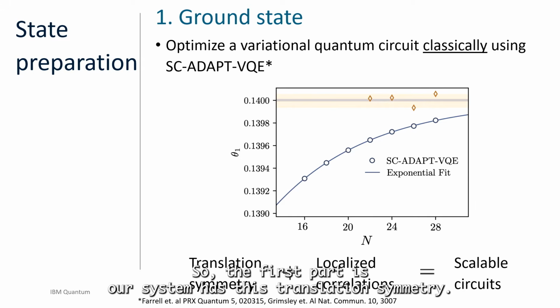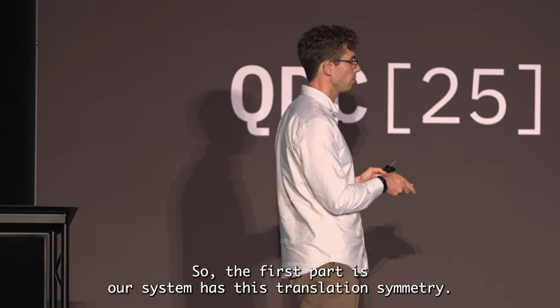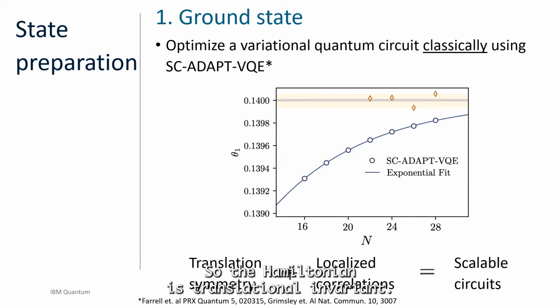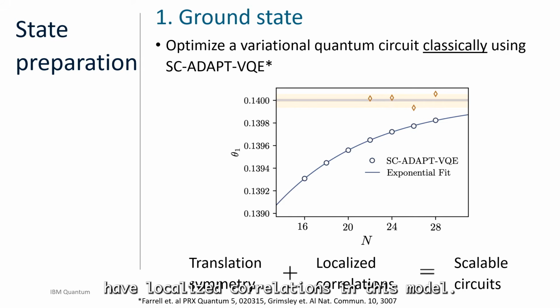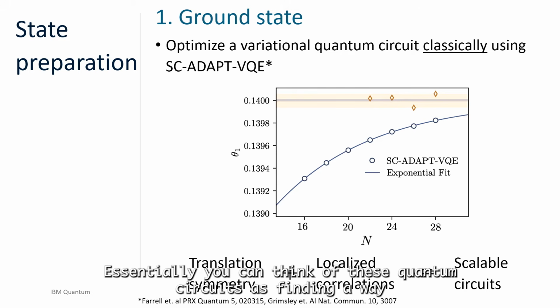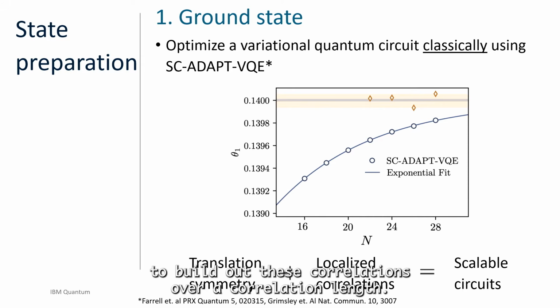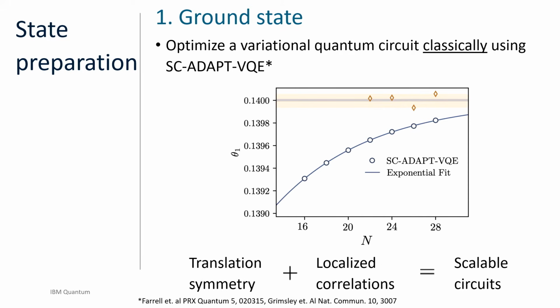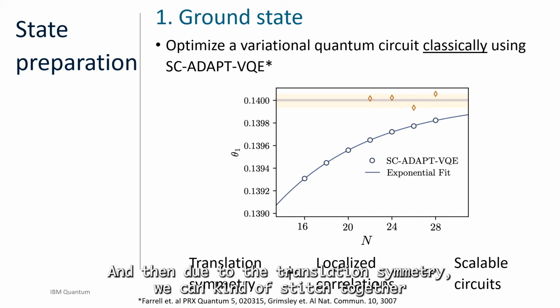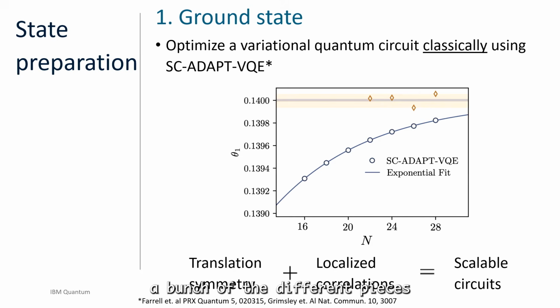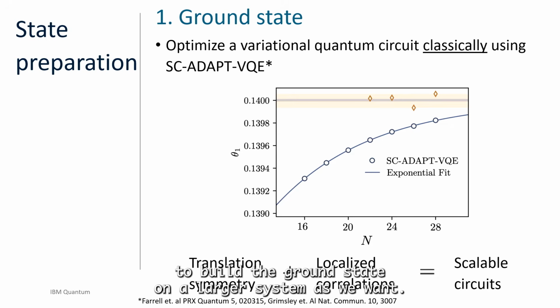So the first part is our system has this translation symmetry. So the Hamiltonian is translationally invariant. And we also have localized correlations in this model. And so combined, this gives us scalable circuits. Essentially, you can think of these quantum circuits as finding a way to build out these correlations over a correlation length. And then due to the translation symmetry, we can stitch together a bunch of the different pieces to build the ground state on as large of a system as we want.